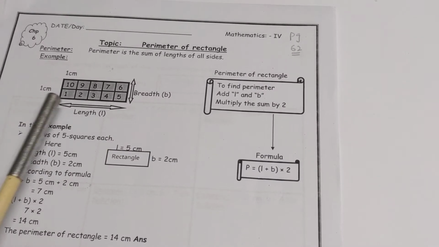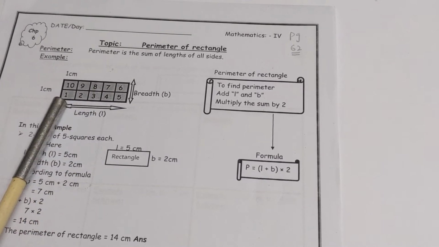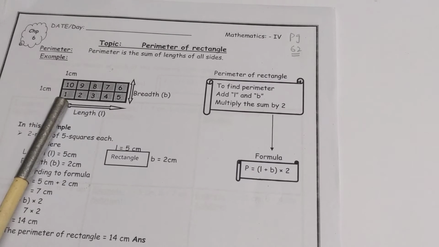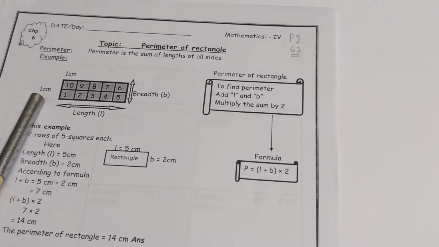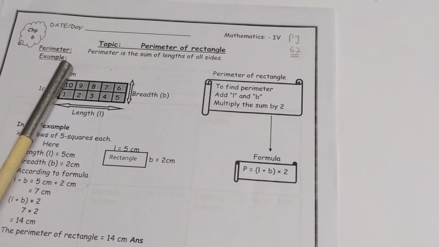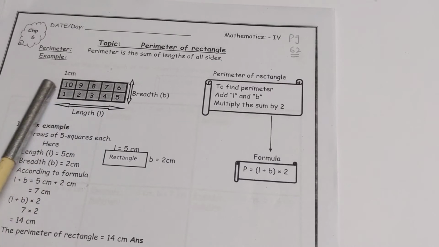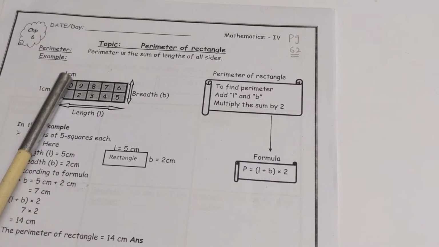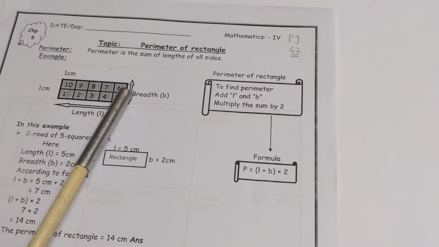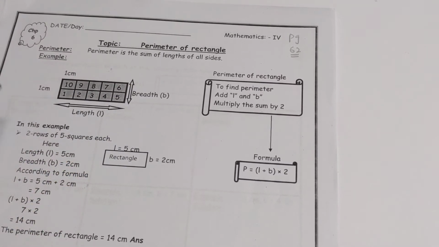Let's start an example. Look at this rectangular box. 1, 2, 3, 4, 5, 6, 7, 8, 9, 10 boxes are given. Each unit box is equal to 1 centimeter. So what's the total perimeter of this rectangle? There are 10 unit squares. Now this figure is just to tell you about the length and breadth. This side is called length and this side is called breadth, and opposite sides are equal.